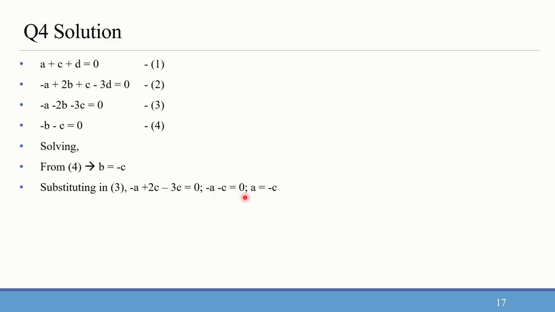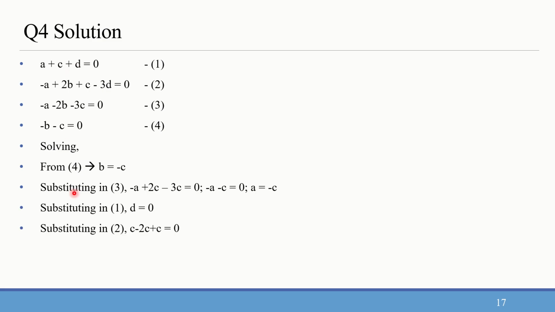So now we know A and we know B, and we can substitute in equation 1. A is equal to minus C. If we substitute in 1, what happens? A plus C plus D equal to 0, A is equal to minus C, so minus C plus C plus D is equal to 0. These two terms cancel each other and D becomes 0.